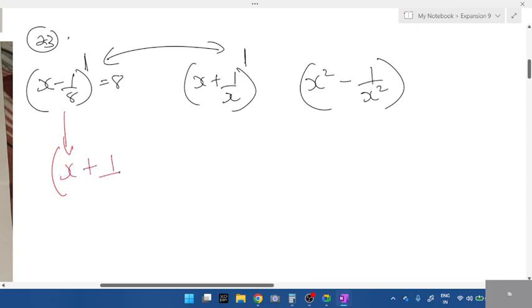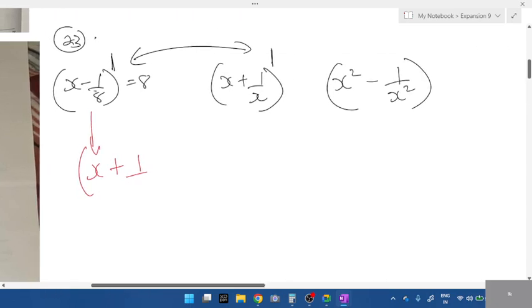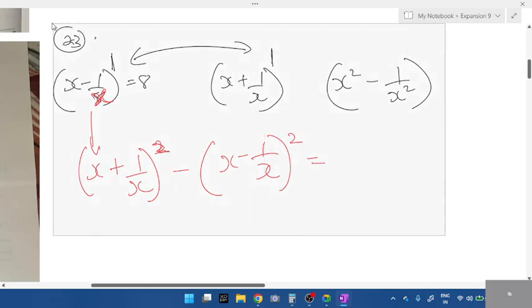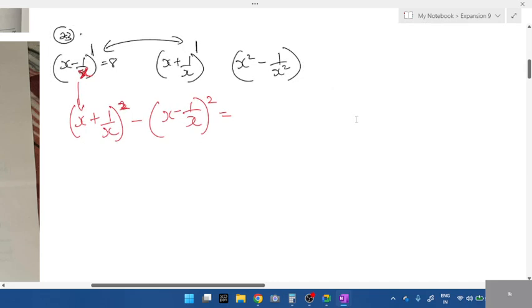X plus 1 by x, is it 8 or x? Sorry, x. So always go with x, Lima. X plus 1 by x the whole square. I told you to use minus, right? Yes, mostly start with minus. Minus x minus 1 by x. So what's the answer? When you subtract, what do you get? A plus b the whole square minus a minus b the whole square. What do you get? What's the right hand part? You subtract.